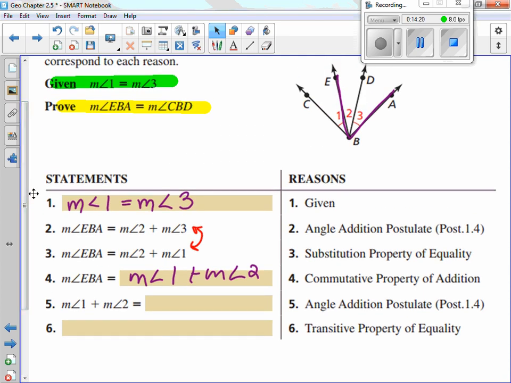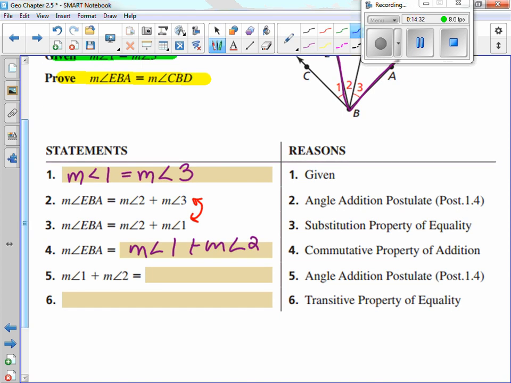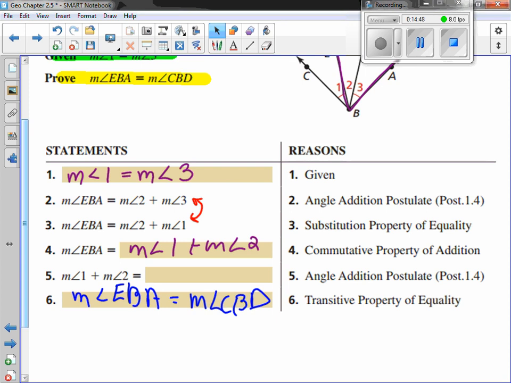Now, where are we going? Angle EBA is equal to angle CBD. So our last statement, we're jumping past 5, because this is where we want to end, yes? Our last statement should be what we're wanting to prove. And we're wanting to prove that these two angles are congruent.